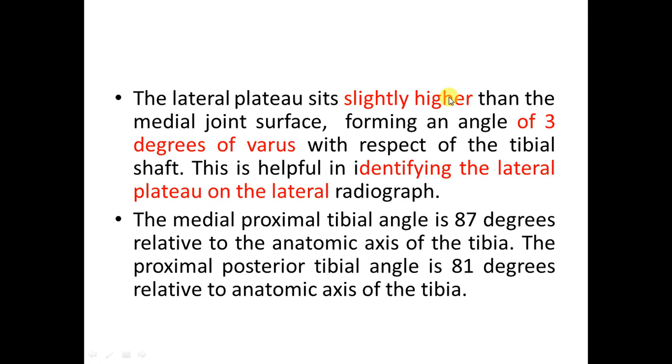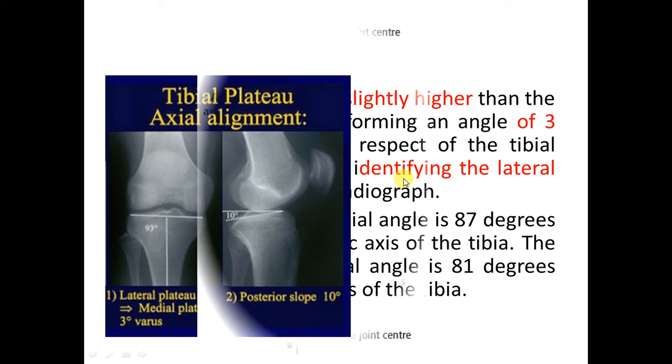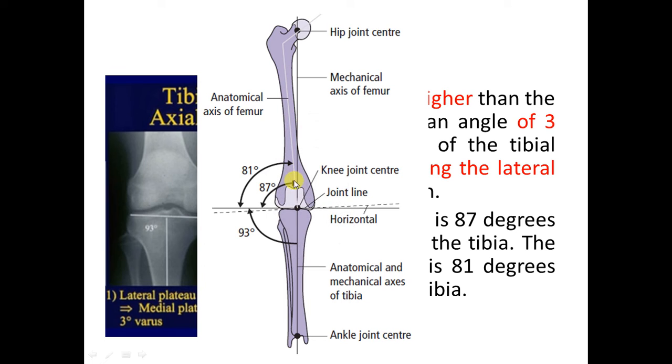The lateral tibial plateau is higher than the medial plateau again. But here, this is the lateral tibial plateau, and this is the medial. This is higher by a few millimeters, producing varus alignment of the proximal tibial articular surface in relation to the rest of the tibia. So here is about 3 degrees of varus.